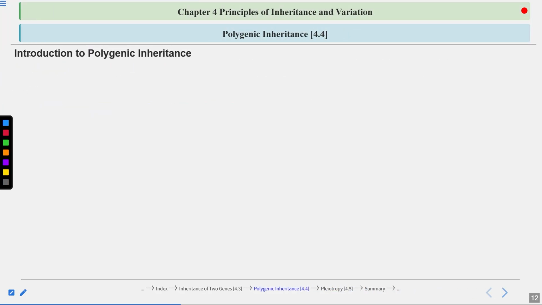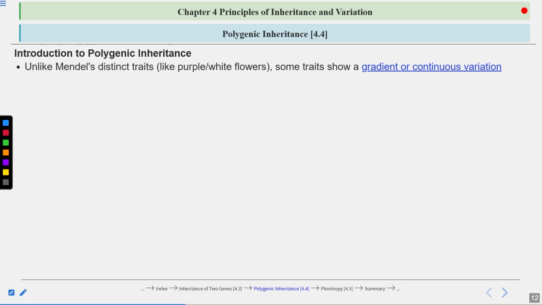Now let's talk about polygenic inheritance. Mendel was studying contrasting traits. He said flowers can be purple or white, and plants can be tall or dwarf. So he talked about distinct characters. But some traits show gradient or continuous variation, like human height and skin color. There is a range of height and a range of skin color. This is known as gradient or continuous variation.